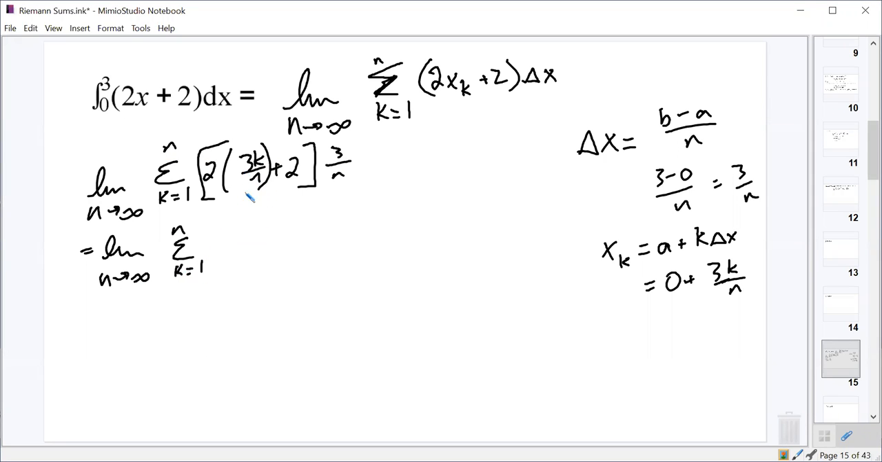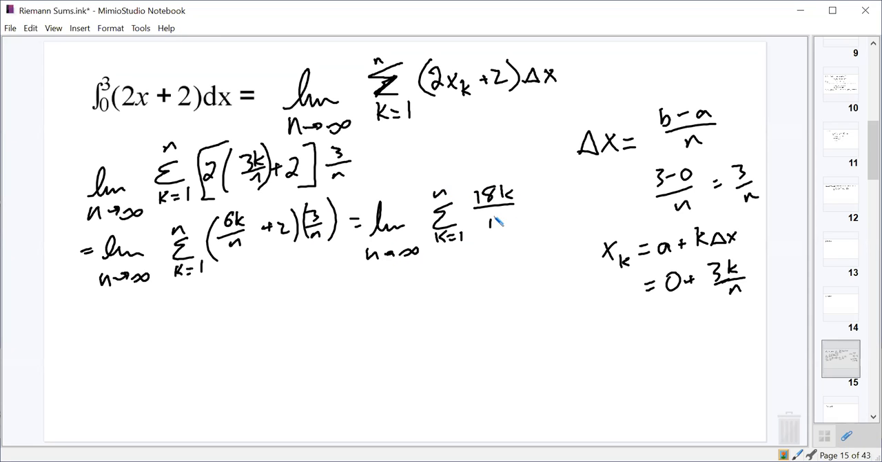So this becomes 6k over n plus 2 times our 3 over n, and this becomes 18k over n squared plus 6 over n. Everyone good with that?